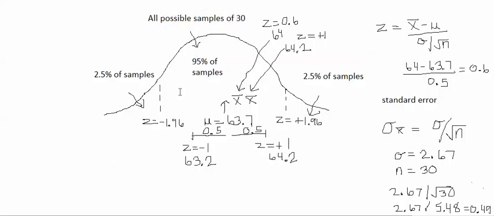And the reason why the curve is so tall over here is because there's lots of samples that have sample means near the population mean. And the reason why the tails are so short is because there aren't that many samples of 30 that would give sample means way down here, and there aren't that many samples of 30 that would give sample means way out here. So these samples have sample means that are really low. These samples have sample means that are really high, and there aren't as many of them because they're more extreme.